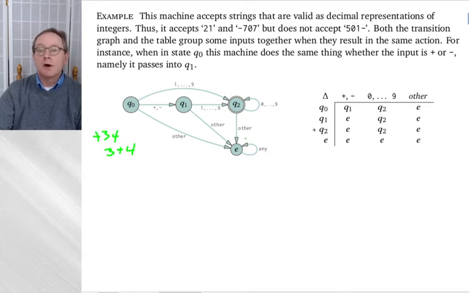The machine sees a 4, it stays in the error state, and at the end, when the 4 is consumed, the machine doesn't light the red light because it's not going to accept that 3 plus 4 is not a valid representation of an integer.